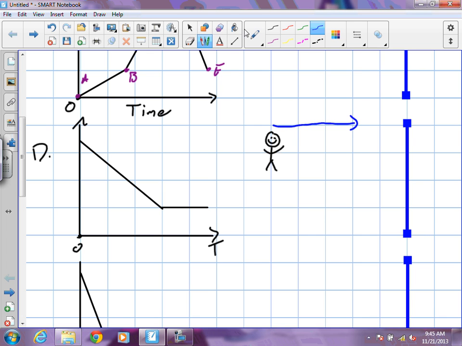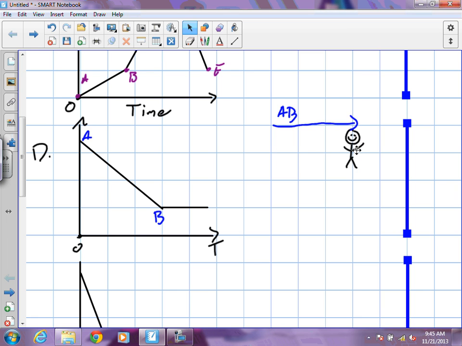We better label it A to B. Okay. So he slowly walks to the wall. I should write those letters there. This is our AB movement. So he slowly walks to the wall. And then from B to C, what does he do? He stays. So from B to C, he just stays put.